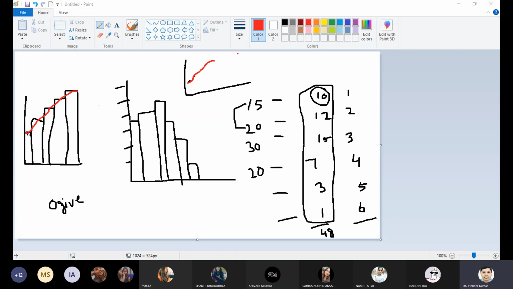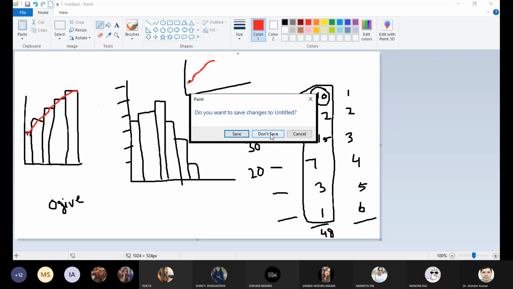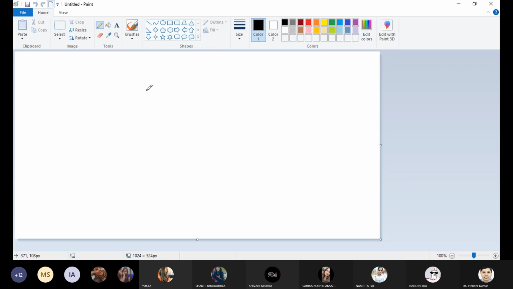अच्छा ठीक है. So this is my box and whisker plot. Okay. तो बॉक्स एंड विस्कर प्लॉट हम जनरली यूज करते हैं when we have some extreme values in our data set. ठीक है. So when mean is not actually giving us the central position. ठीक है. So that time we go for box and whisker plot.